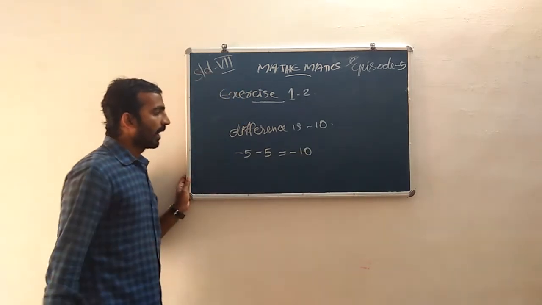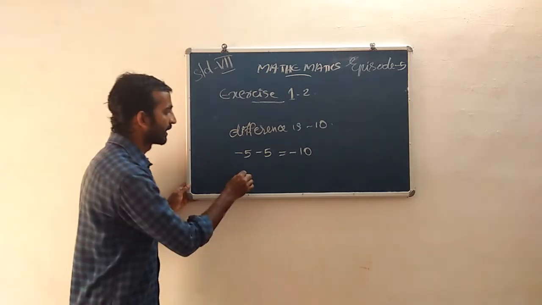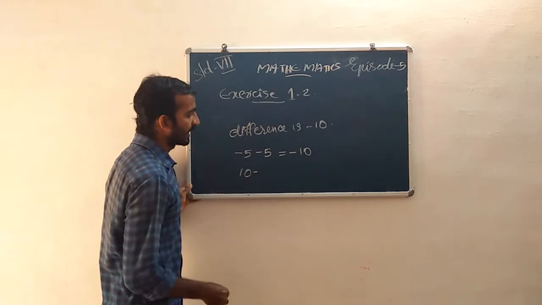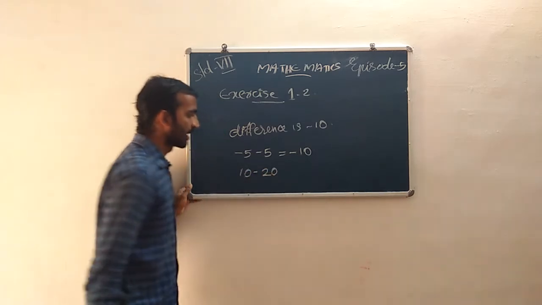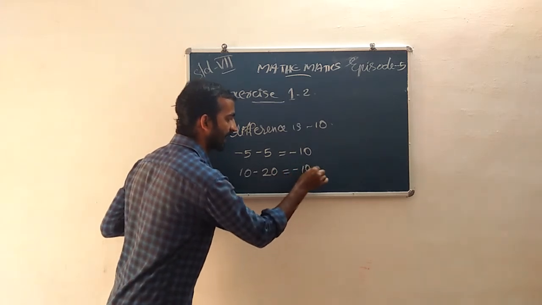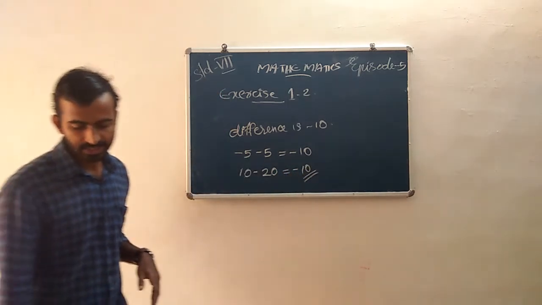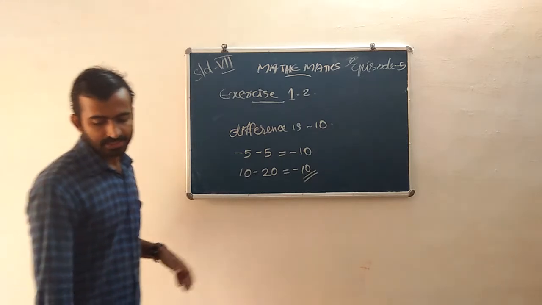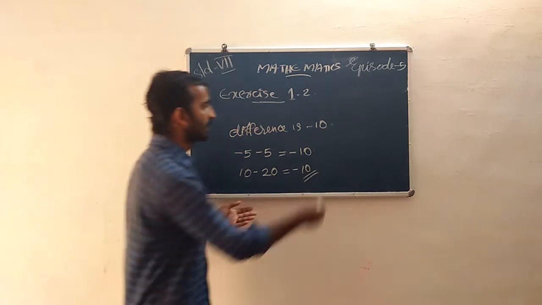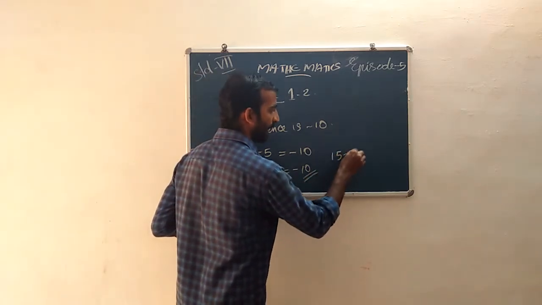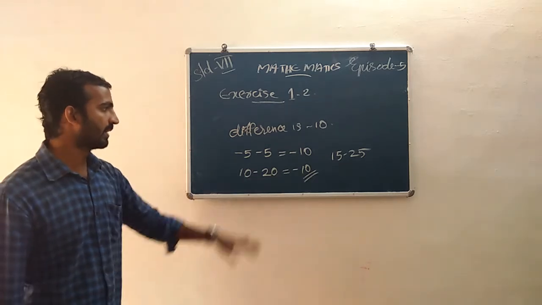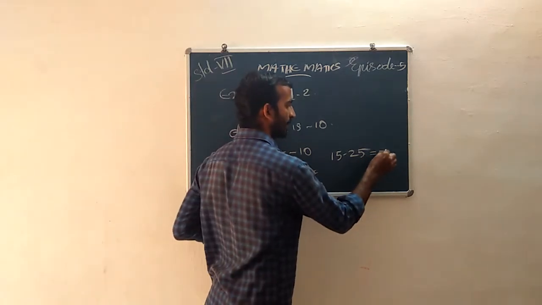Or another case, 10 minus 20. What do we get? Negative 10. Is it correct? Yes, it is correct. And we can take 15 minus 25. We get the answer negative 10.